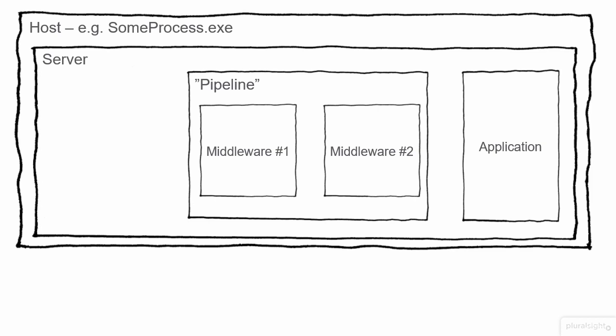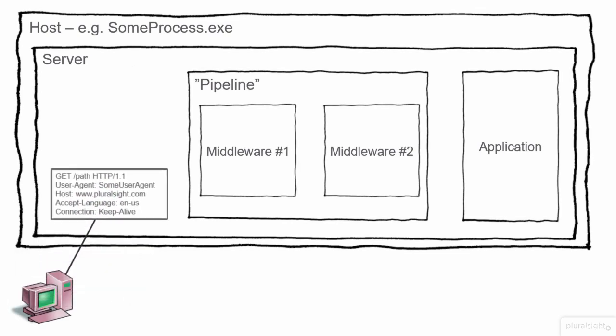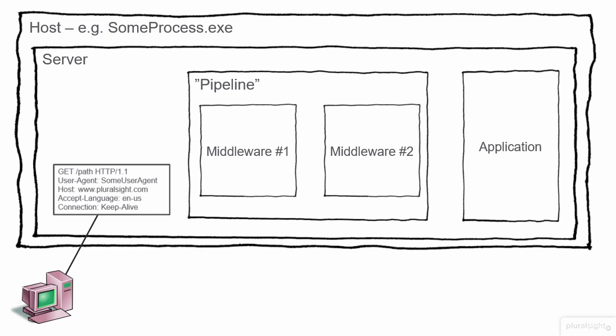Now that we know the parts involved in building an OWIN-based application, let's have a look at how they work together. The first thing that happens is that a client of some sort creates a connection to the server and sends an HTTP request through it. In most cases, this would probably be a person requesting a web page on the internet using a browser.